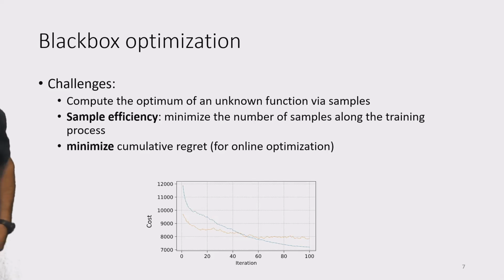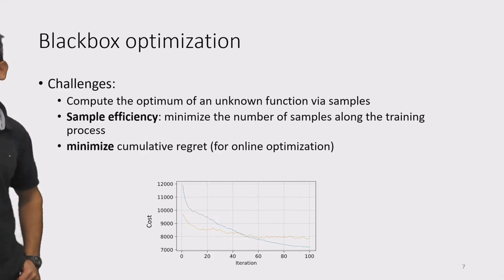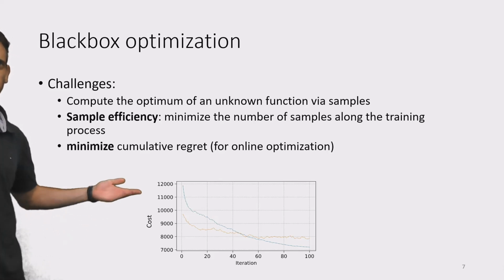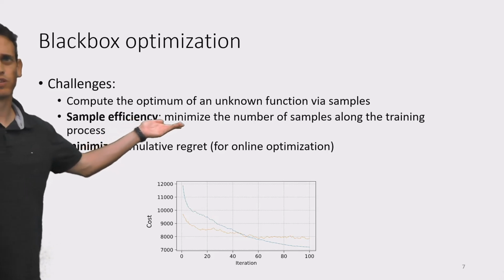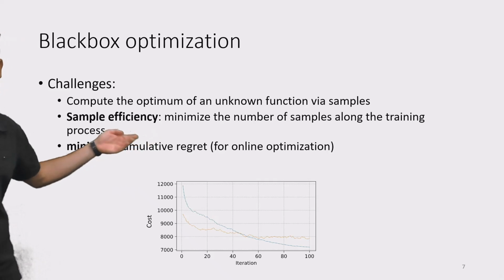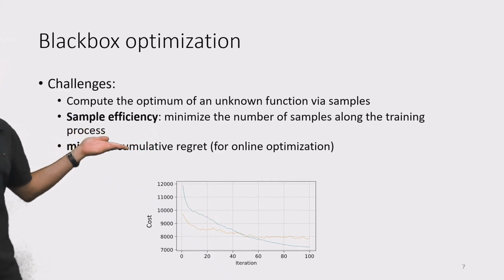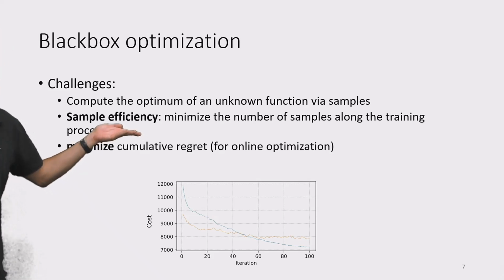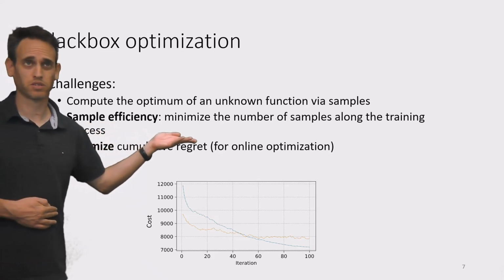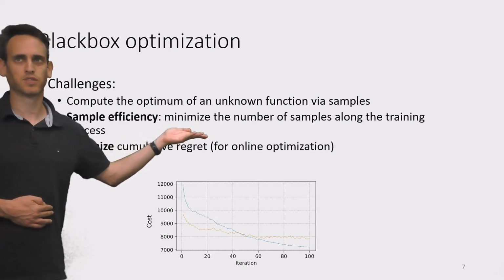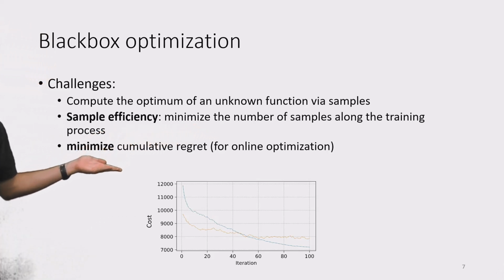Okay, so finally, when we perform black box optimization, there are several challenges. We like to, of course, as I said before, compute the optimum of an unknown function using just samples from that function. Usually we try to be sample efficient. This is very important, in some cases more than others. In some cases samples are very expensive. That is, we would like to minimize the number of samples along the training process.